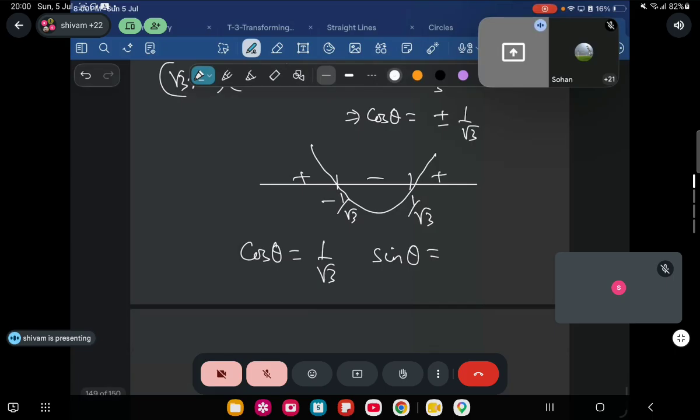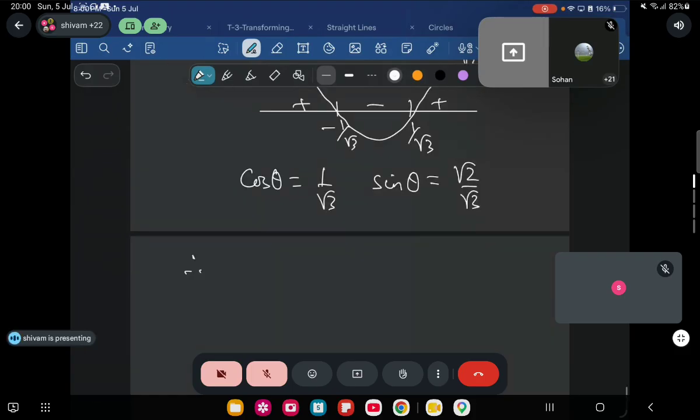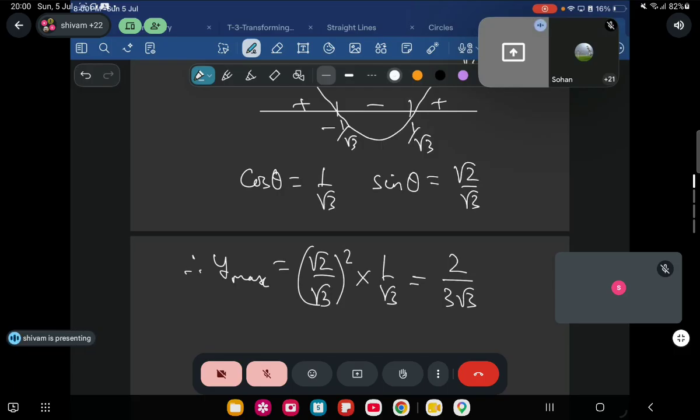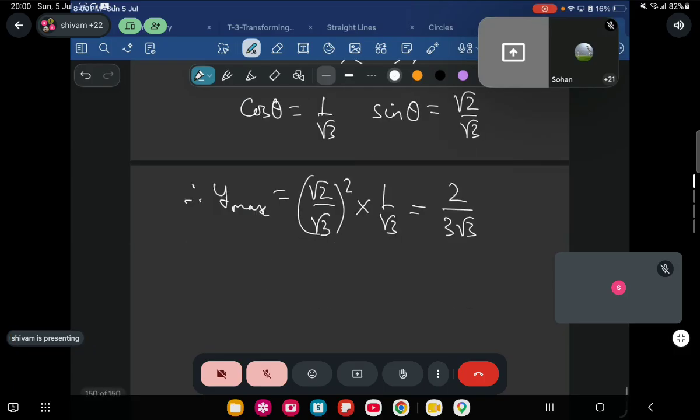Sin theta will be equal to root 2 by root 3, right? Therefore y max will be equal to sin square theta into cos theta, that is root 2 by root 3 whole square into 1 by root 3, which will give us how much? 2 by 3 root 3. Yes, 2 by 3 root 3 is the correct answer.